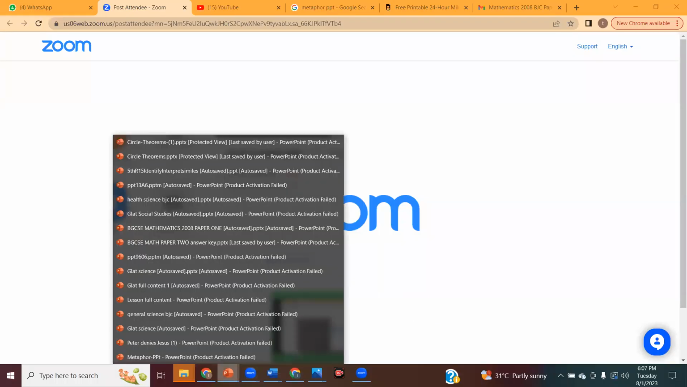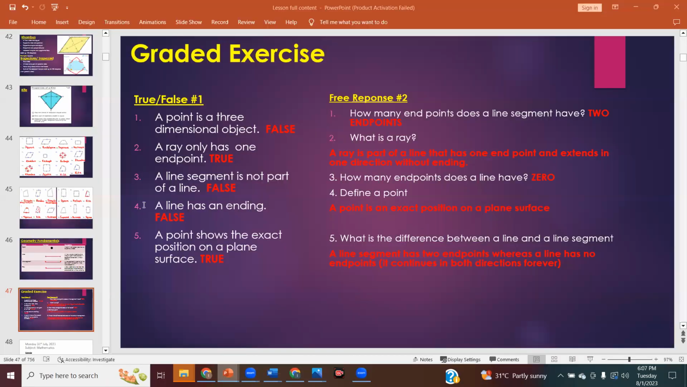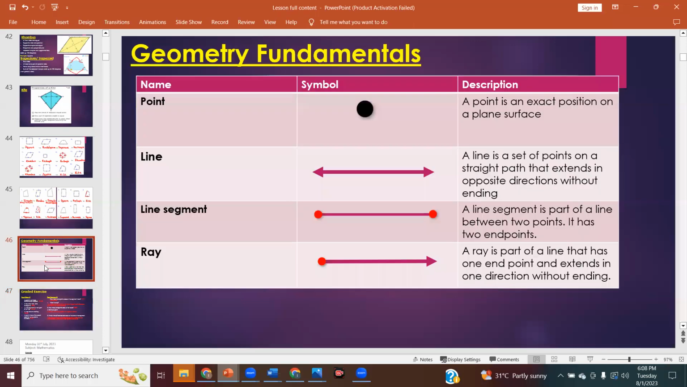Day number 2, week 5 of our journey together. It's definitely a delight to have each and every one of you here. We are still in the geometric series.